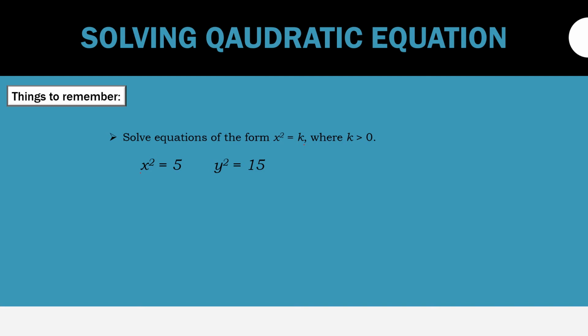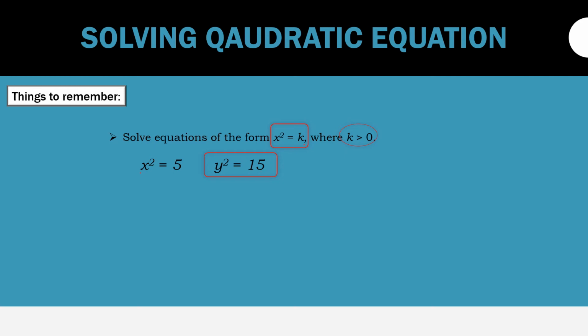Look, class, y squared is equal to 15, in the form x squared is equal to k. Are they the same? Very good. They are the same: x squared is equal to k, y squared is equal to 15. They have the same form, so our equation should look like this when we solve. Is k greater than 0? Yes, because our k in this equation is 15, and 15 is greater than 0. So if that is greater than 0, then it is fine, class, and we can solve it.